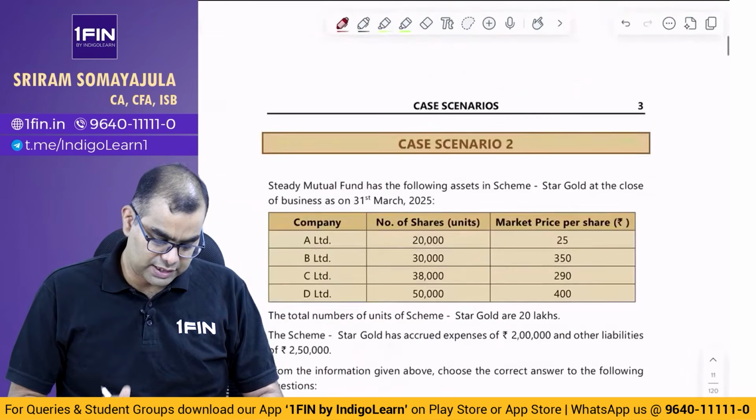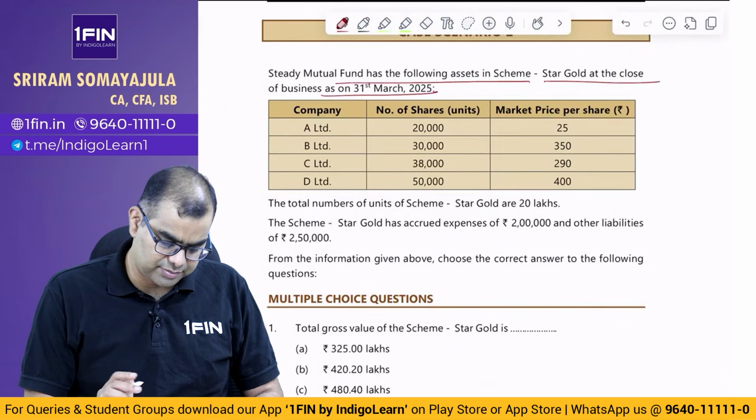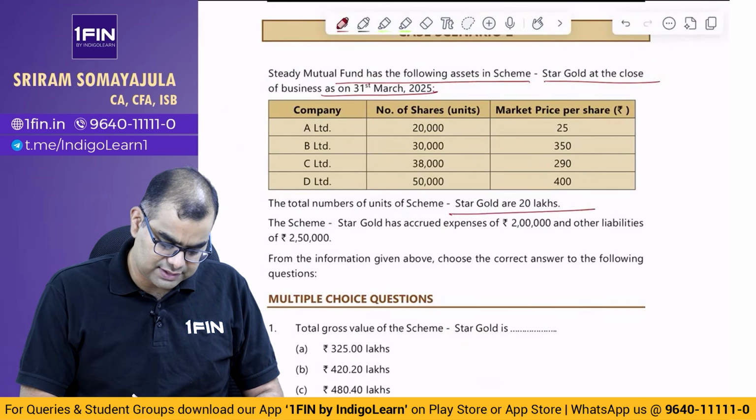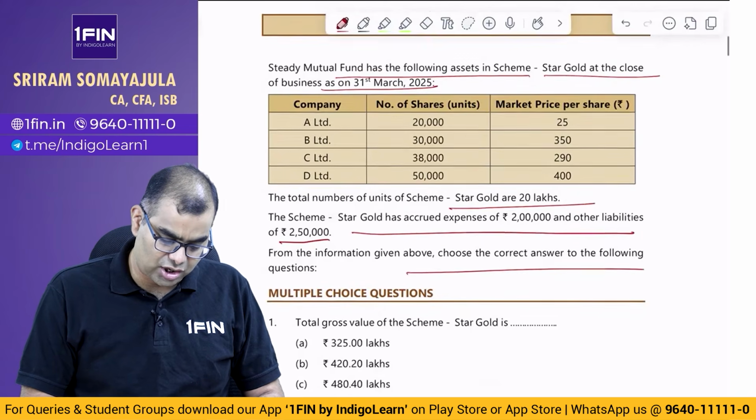Let us move to the next case scenario. What is the next case scenario? Steady mutual fund has the following assets in scheme Star Gold at the close of business: A, B, C, D, shares and price. Total number of units is 20 lakhs. The scheme Star Gold has accrued expense of 2 lakhs and other liabilities of 2.5 lakhs. From the information given above, choose the correct answer. Gross value of the scheme.